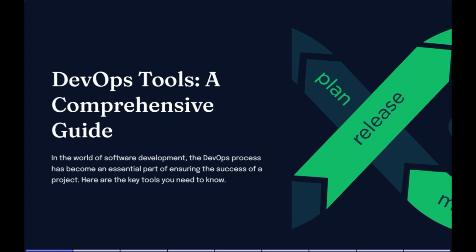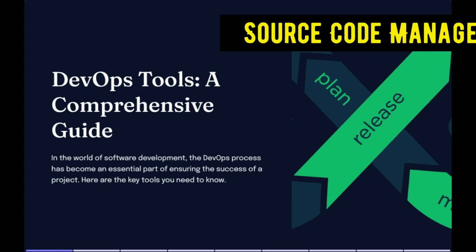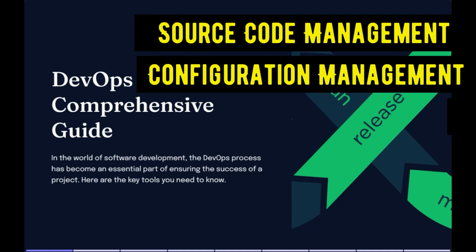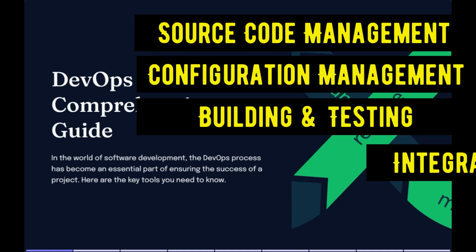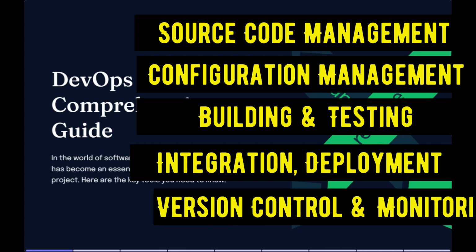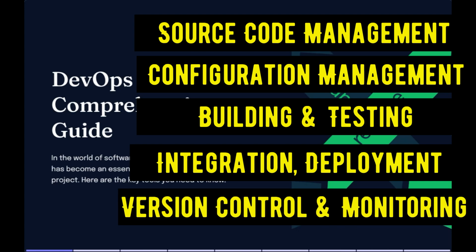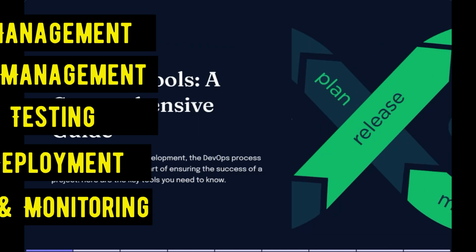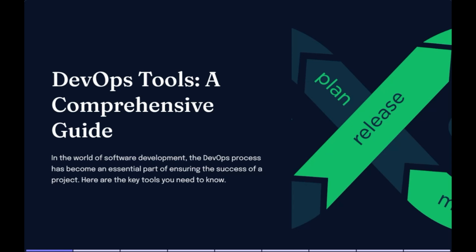It includes tools for source code management, configuration management, building and testing the system, integration, application deployment, version control, and continuous monitoring. So there are many tools we have. The tools which are required for these phases like continuous integration, delivery, and deployment, we are going to cover in this video. So let's start one by one.